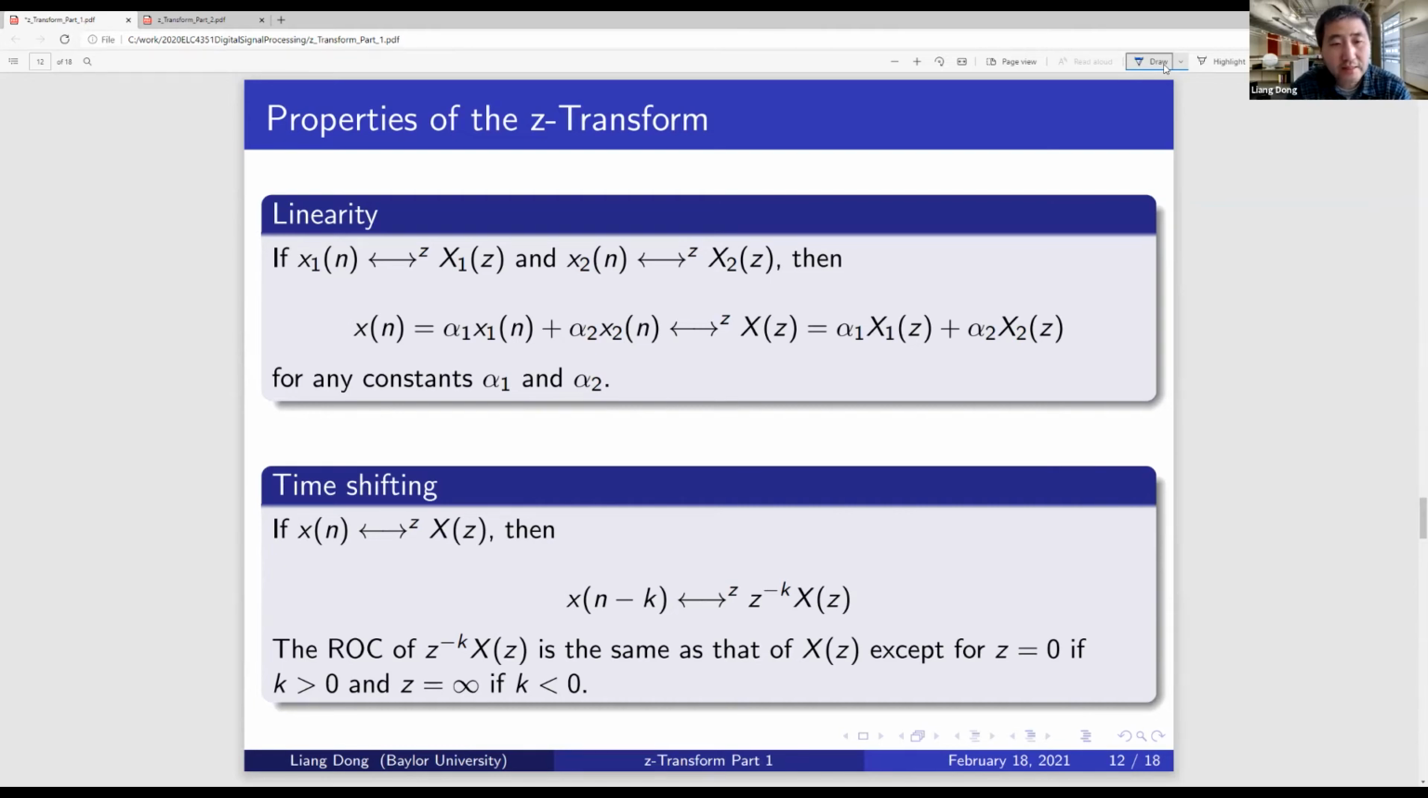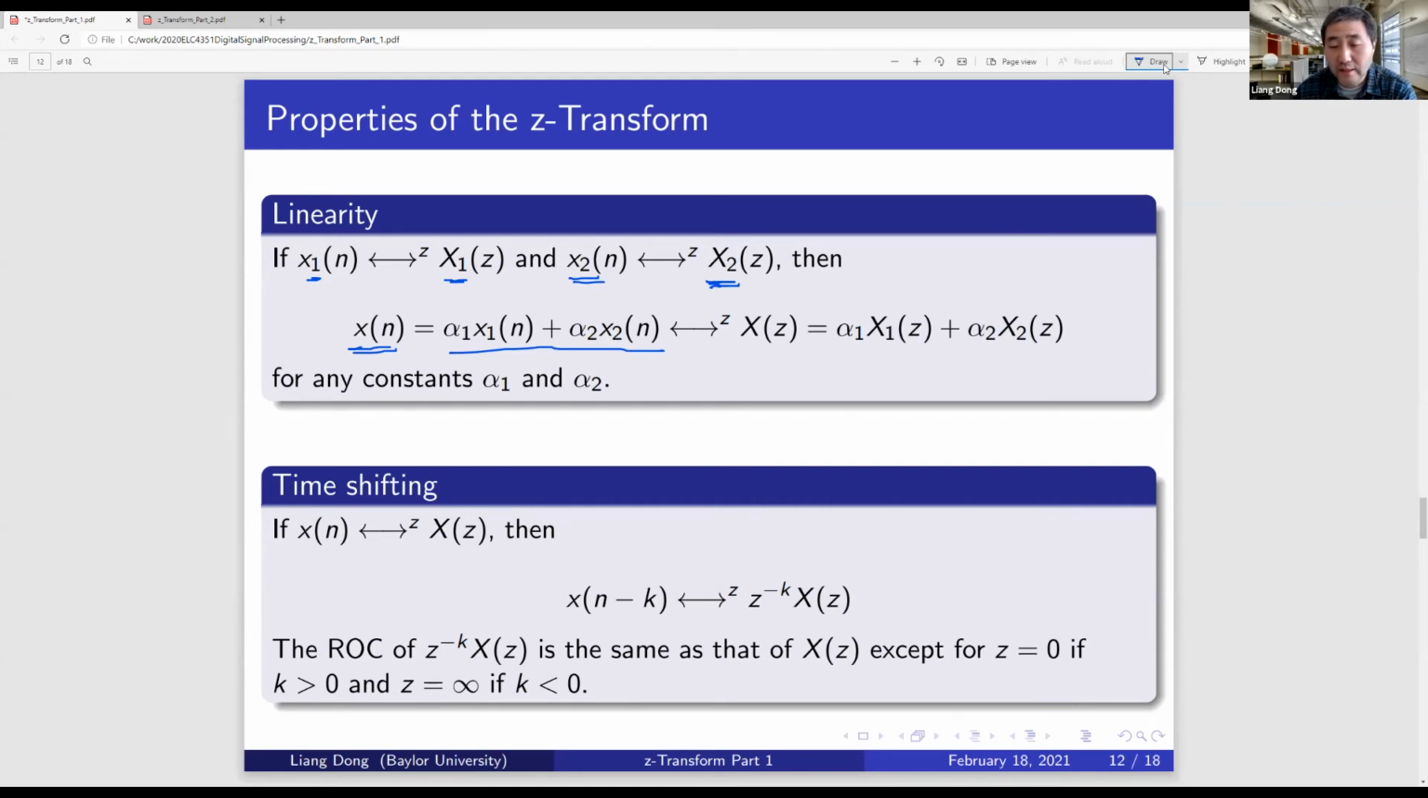The first one is that it's a linear transform. The Z transform is a linear transform. So here, if I have signal x1[n] and capital X1(z), they are a Z transform pair. I also have x2[n] and capital X2(z), another Z transform pair. Then consider a linear combination of those two signals, alpha 1 times x1[n] plus alpha 2 times x2[n], where alpha 1 and alpha 2 are constants. They can be complex constants.